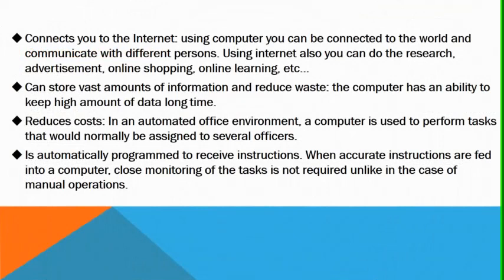Computers can be used to connect to the internet and can store vast amounts of information and reduce waste. Computers reduce costs. For example, in an automated office environment, a computer is used to perform tasks that would normally be assigned to several officers. It is automatically programmed to receive instructions. When accurate instructions are fed into a computer, close monitoring of the tasks is not required, unlike the case of manual operations.